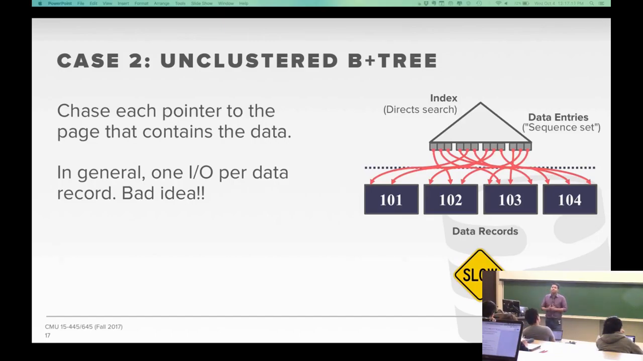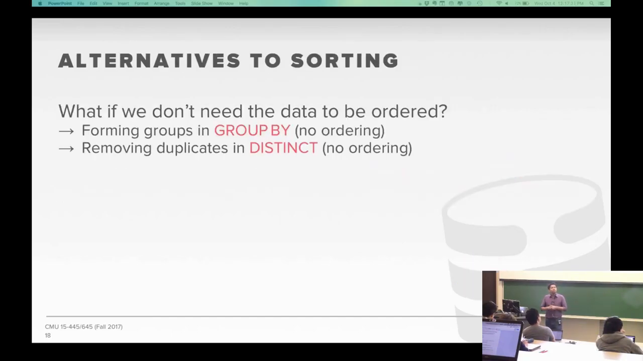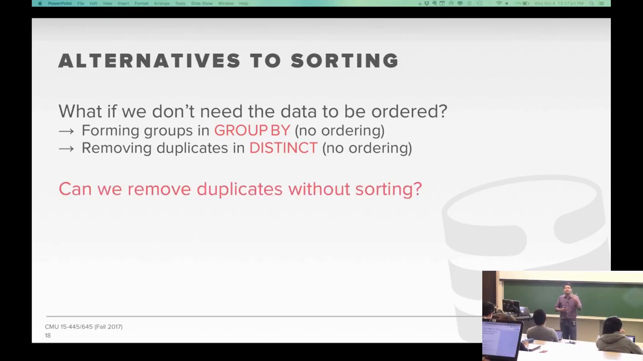Are there any alternatives to sorting? What if you actually don't need the data to be ordered, okay? Let's say we want to form groups to satisfy a group by clause, but we don't actually need the ordering, okay? Another example might be you want to remove the duplicates in the table, but you don't care about ordering. All you want to do is get rid of the duplicates. Can we actually remove duplicates without sorting the entire table?